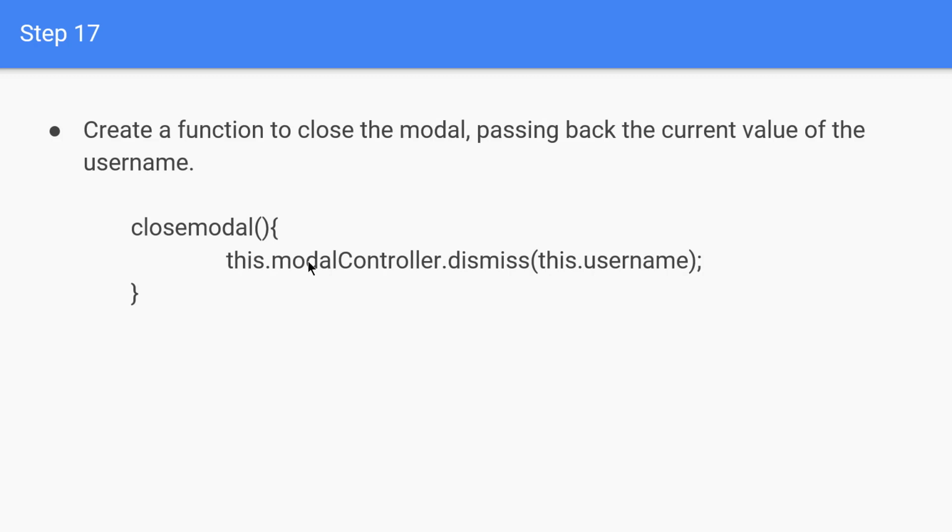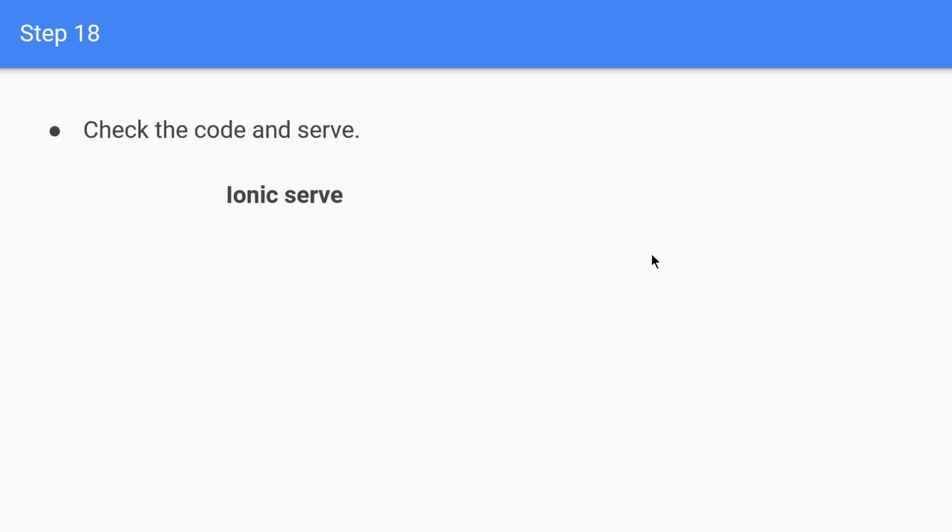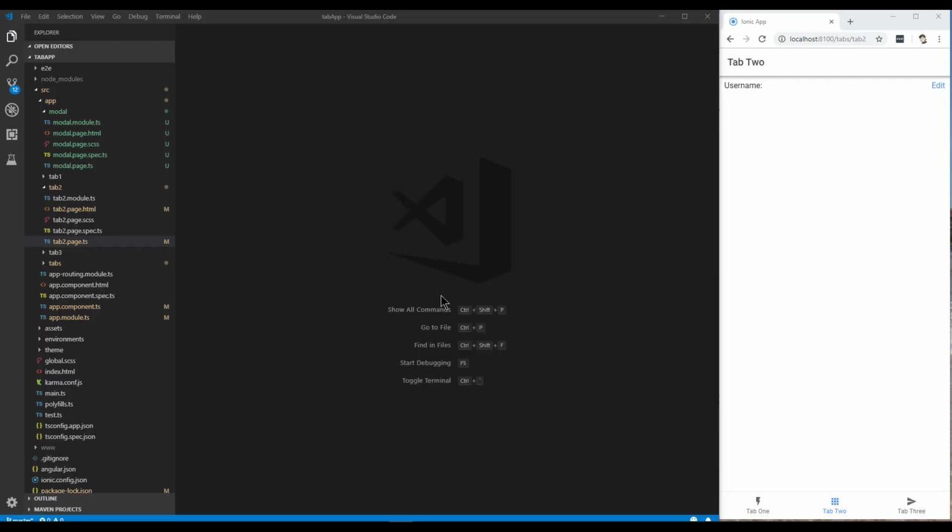We then create a function to close the modal by passing back the value of the username. So here we call our modal controller. So whenever we click on the close modal function, which was a click event on our ion button that's at the bottom of the page, it will dismiss our modal controller and will pass back the username ready for us to use within our main component. When we've got all that done, we can run our Ionic serve to check that it's all working okay.